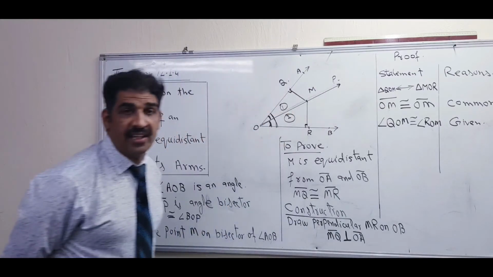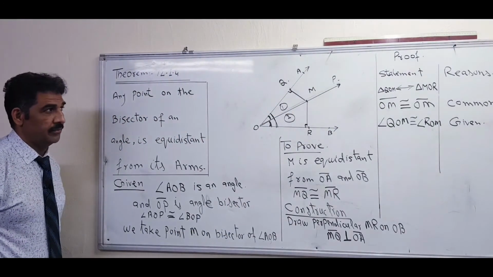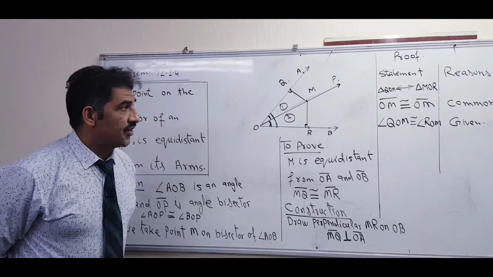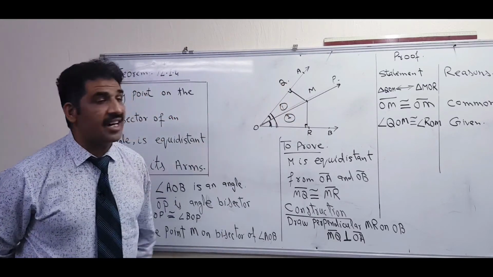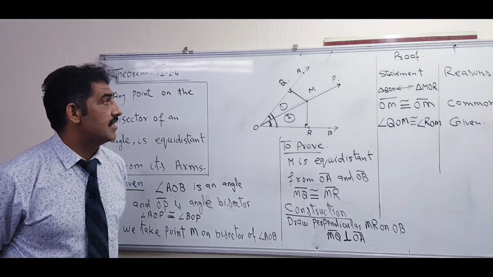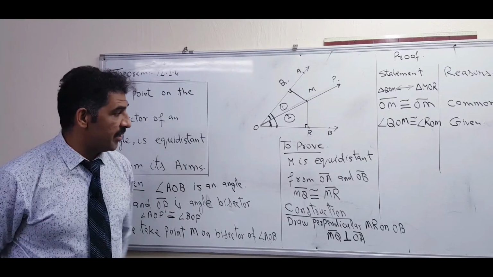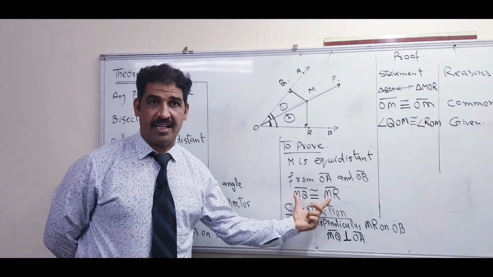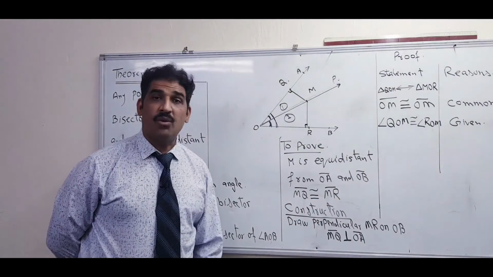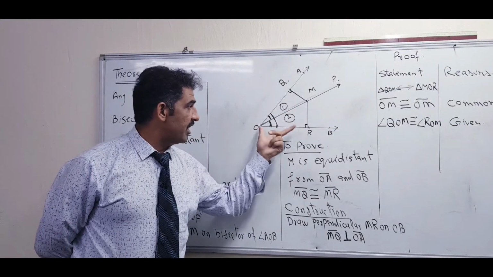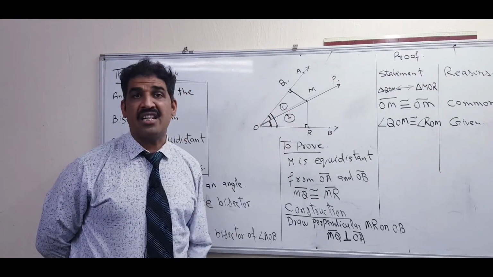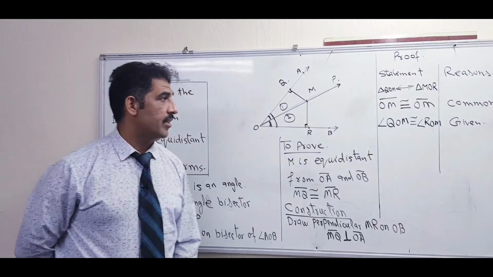Third component, find out which is that equal. Side we cannot take because RM and QM we cannot take. Why? Because as I told you before, that is what we have to prove, so you cannot take it. So you have to take another one. So find out which component. This side we have already taken. So this side we cannot take. OR and OQ we cannot take. So what is remaining?